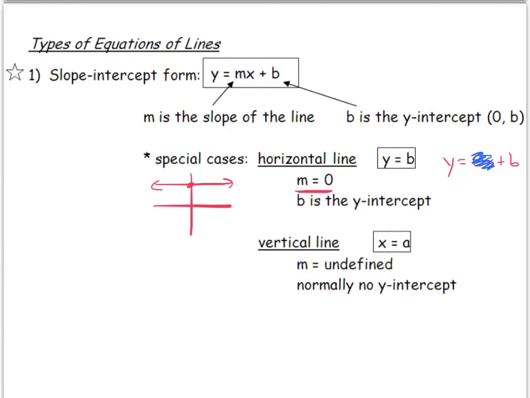Vertical line, however, is a little awkward. It's an x equals equation. Don't worry about the fact that it says a. It's just representing any number that I can have. And the reason why it has to be an x equals is because the slope is undefined with a vertical line. Therefore, I can't shove a number in for my slope and get anything out. And normally, when you're dealing with a vertical line, there is no y-intercept. So it kind of breaks the mold for the slope-intercept form. So remember, horizontal lines are y equals b, and vertical lines are x equals some number.